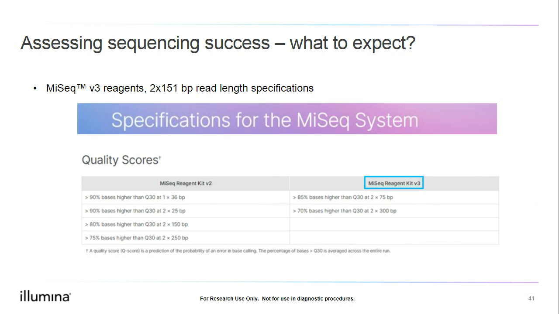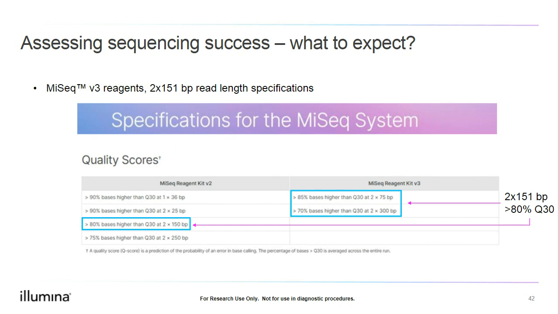Now let's take a look at the quality we can expect for the V3 run. Again, since we're using the 2 by 151 base pair read length, we need to do some calculations. We can also compare the V3 read quality to the V2 reagents, which do have a standard 2 by 150 base pair configuration. Taken together for this run, we can expect our Q30 percentage to be at least 80%.